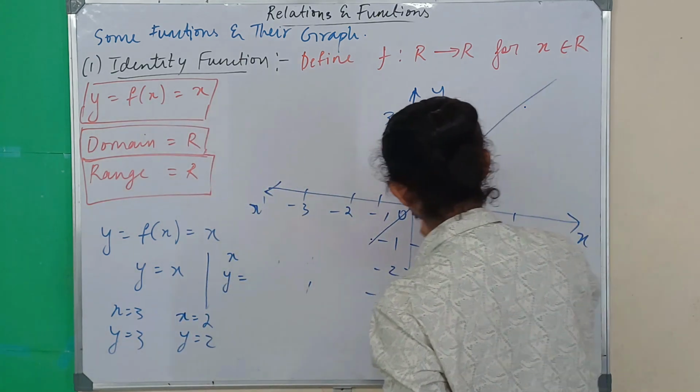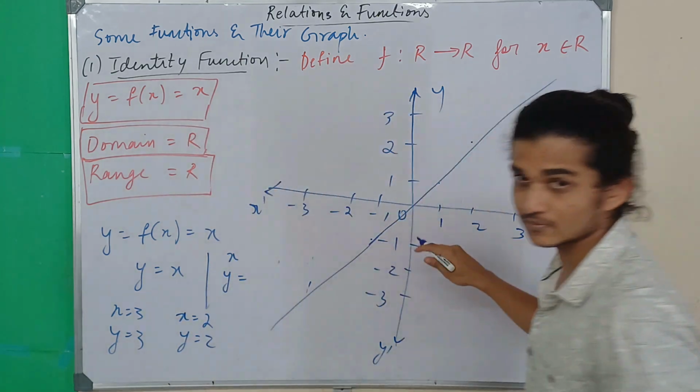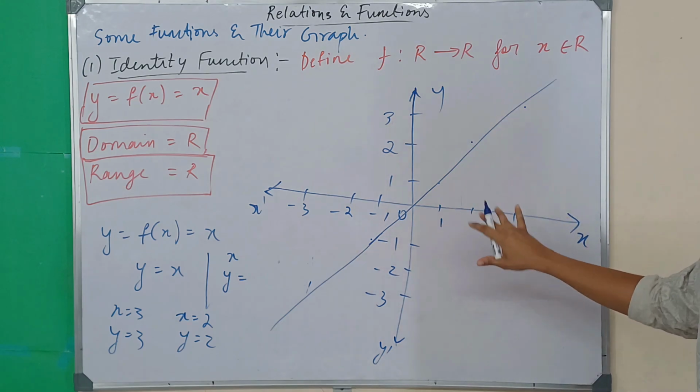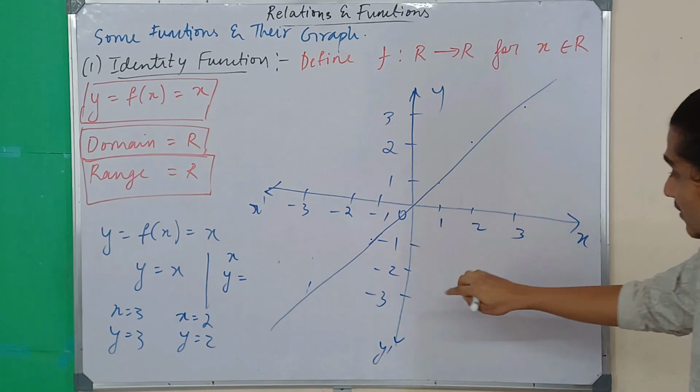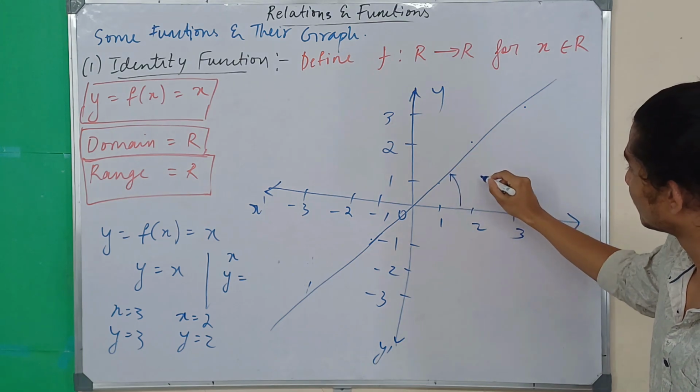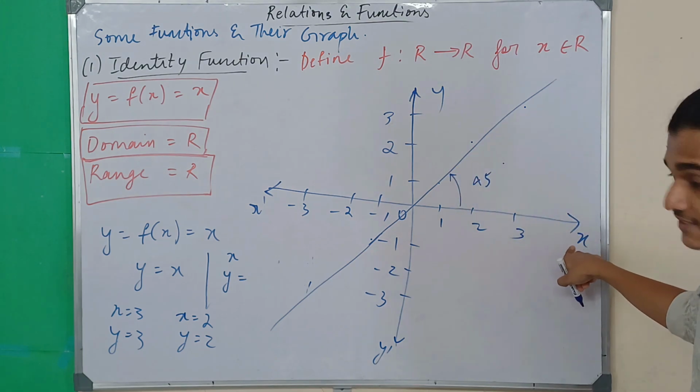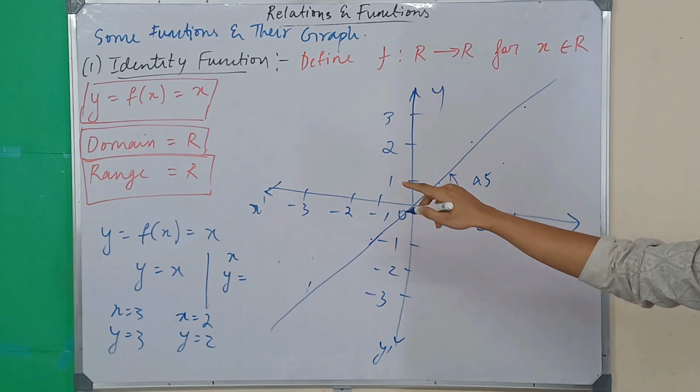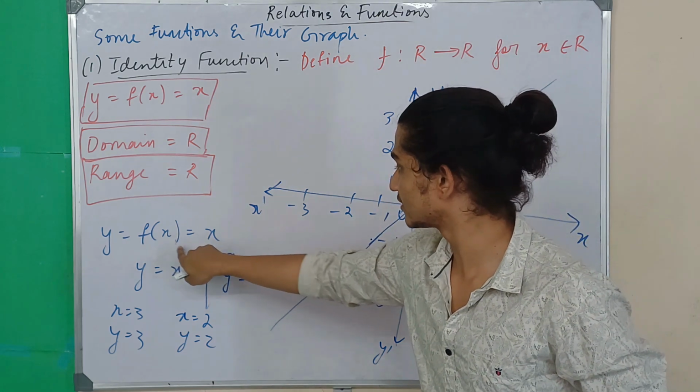So if you draw it on graph paper, it's going to be a bit more accurate, but on the board it's a bit messy. But if you draw it on the graph, you're going to get a straight line passing through the origin, making an angle of 45 degrees with the x-axis. So this is our identity function, where y equal to f of x equal to x.